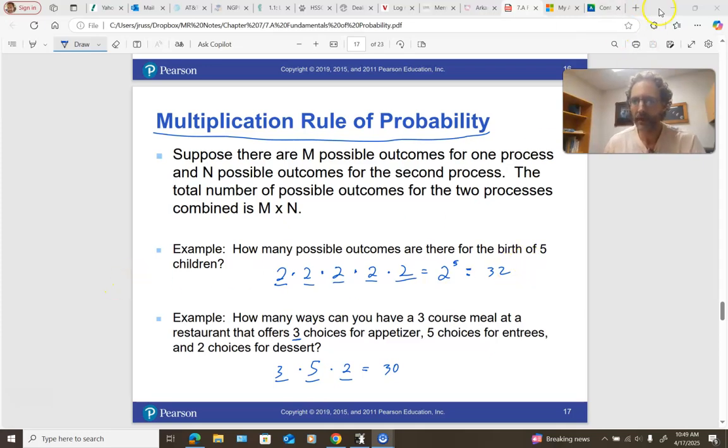Alright guys, welcome back. We're going to finish up 7a. So we had just talked about using the multiplication rule to establish the total number of combinations when you have two or more processes back to back.